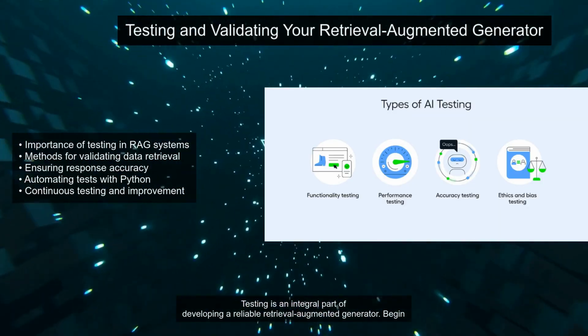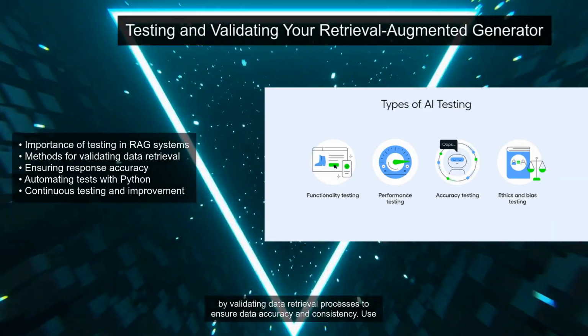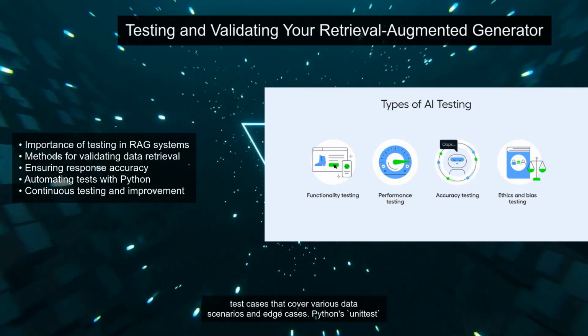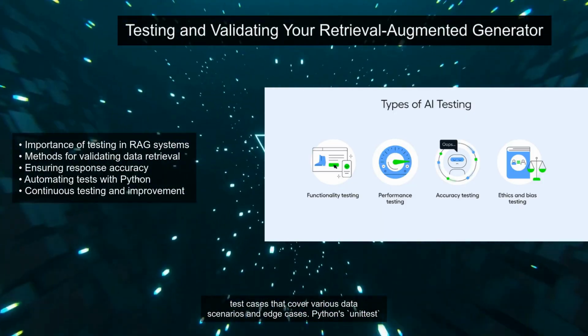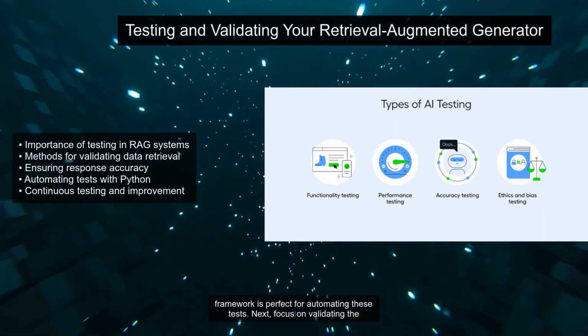Testing is an integral part of developing a reliable retrieval-augmented generator. Begin by validating data retrieval processes to ensure data accuracy and consistency. Use test cases that cover various data scenarios and edge cases. Python's unittest framework is perfect for automating these tests.